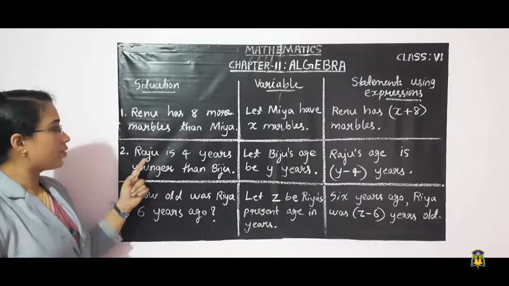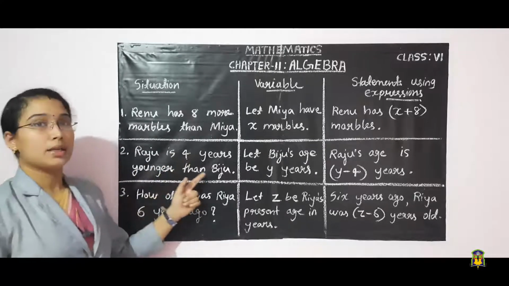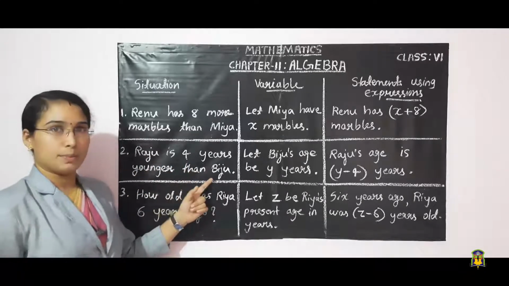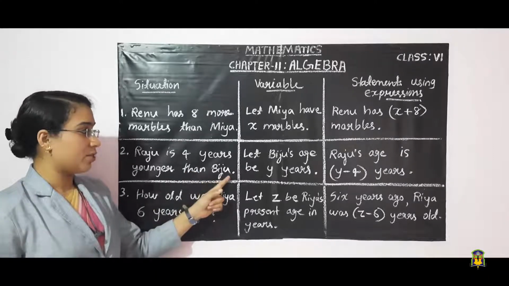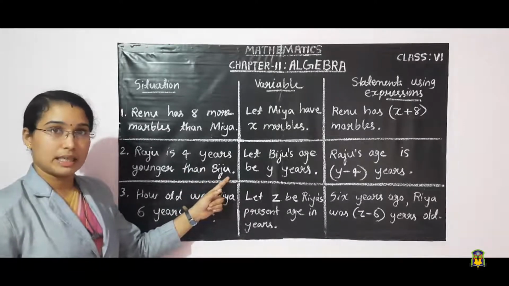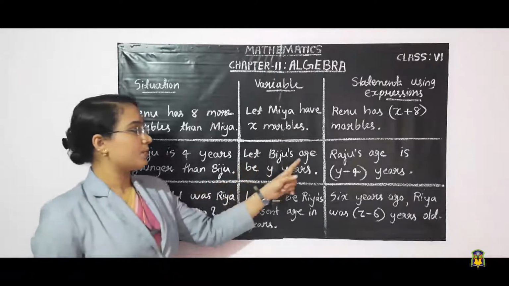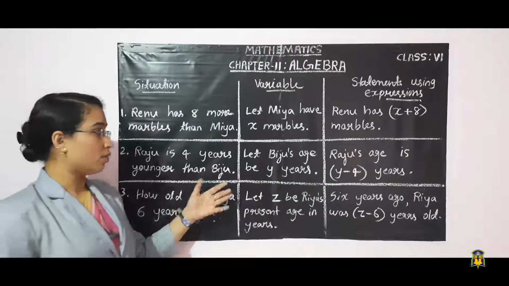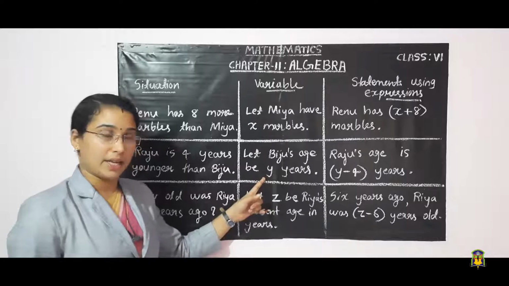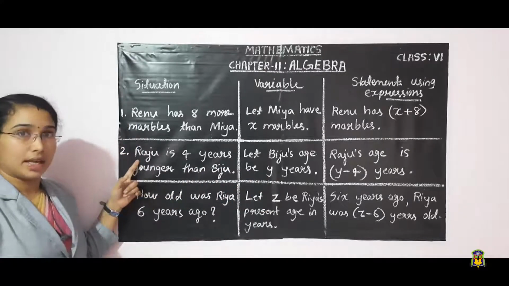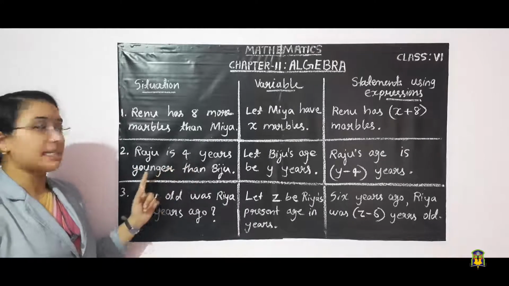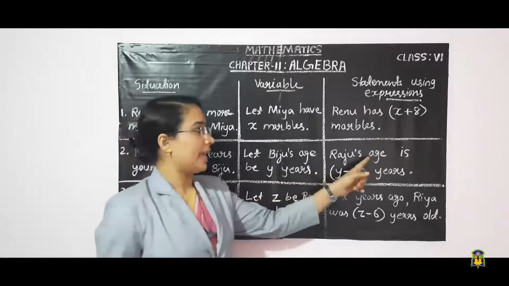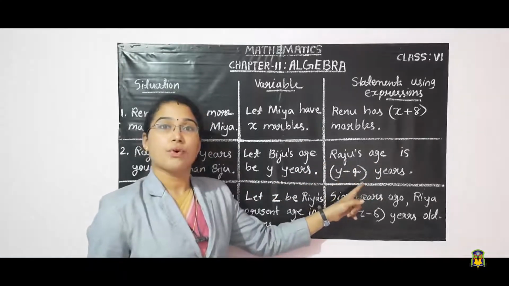Second case, Raju is 4 years younger than Biju. The age of Biju is not given. So first we take, let Biju's age be y years. Here we take the variable as y. Then we can find the age of Raju. That is 4 years younger than Biju. 4 years younger means y minus 4. So Raju's age is y minus 4 years.